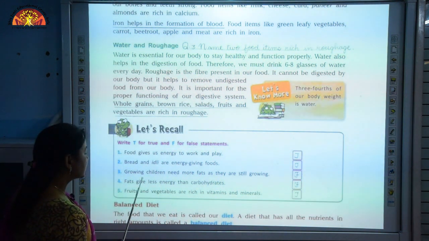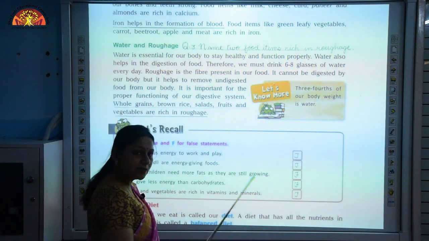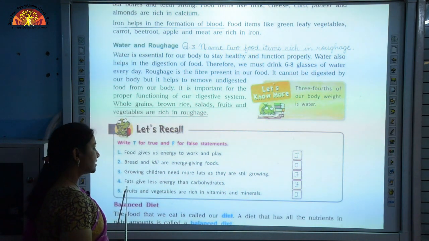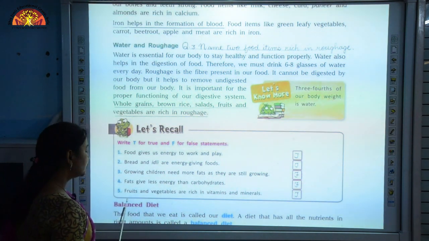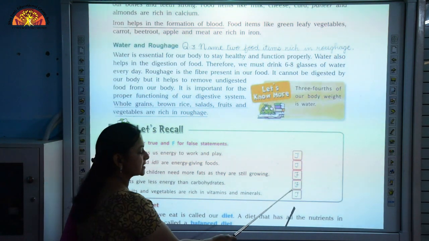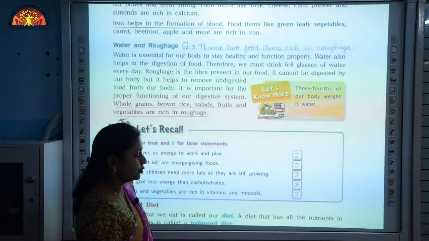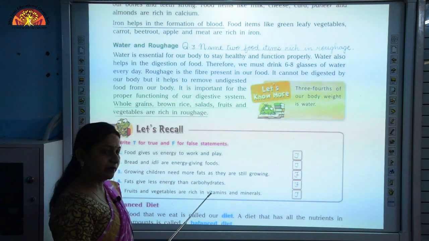Fourth one, fats give less energy than carbohydrates. Again this is a false statement because fats provide more energy than carbohydrates. Fruits and vegetables are rich in vitamins and minerals. This statement is true because fruits and vegetables, they are very rich in vitamins and minerals.